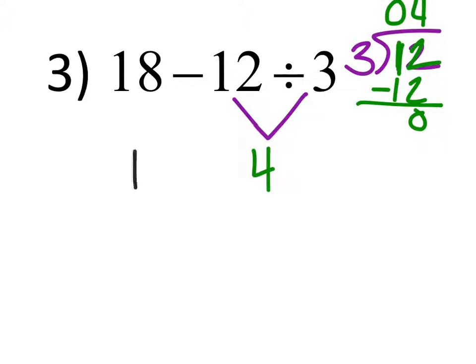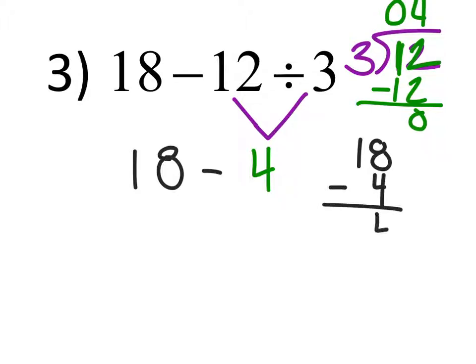Well, over here we had 18 minus that stuff. And again, this may be helpful for you guys to see this vertically. So 18 minus 4. 8 minus 4 is 4. And then we'll just drop the 1. Bam, 14. So this comes out to 14.